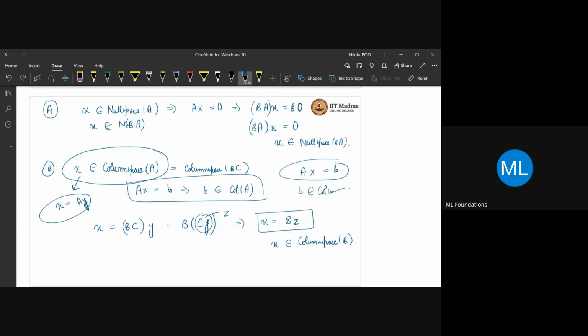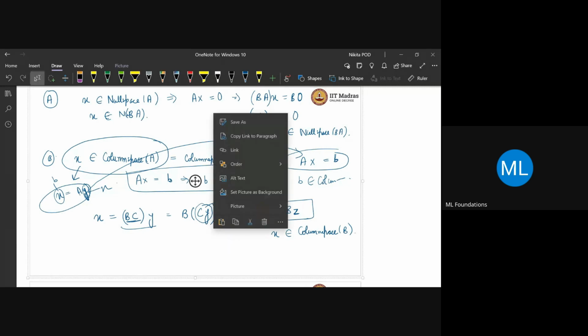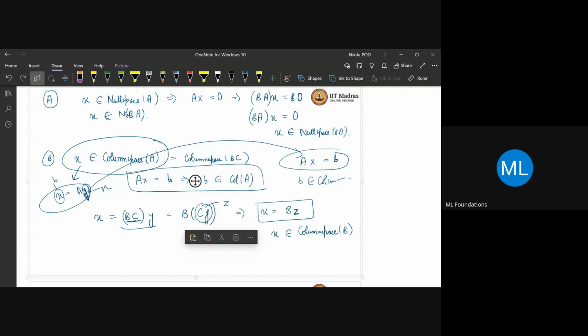Just compare these two. Here your b is x. Here your Ay is x. So now A is equal to BC. I can also write this as B times Cy. So Cy is again just some vector. I can write it as some vector z. So I'm able to write x as B times z. Yes, ma'am. So your x belongs to the column space of B. Okay. Good.